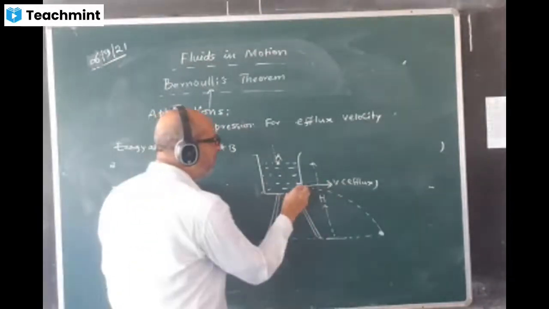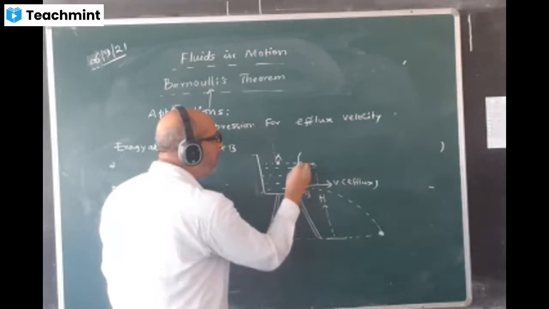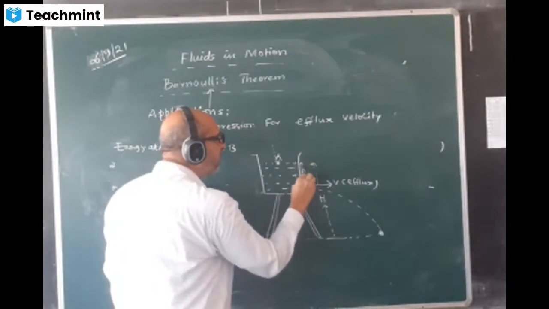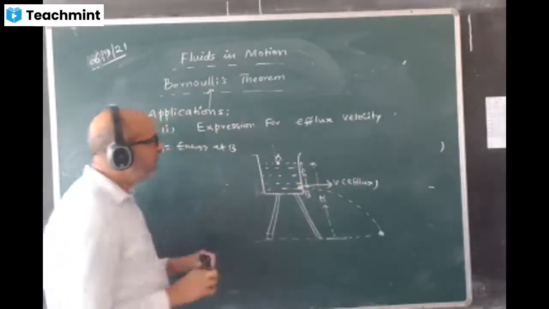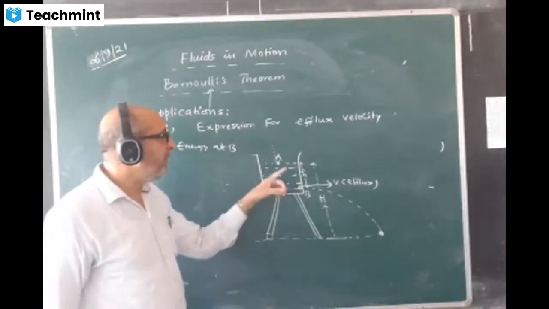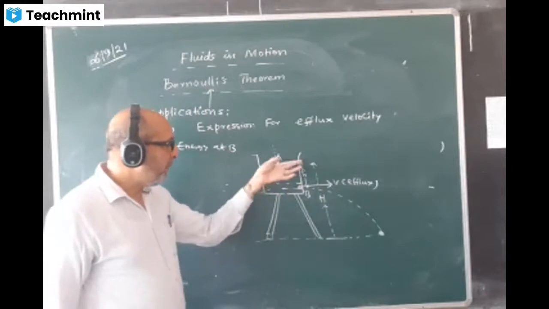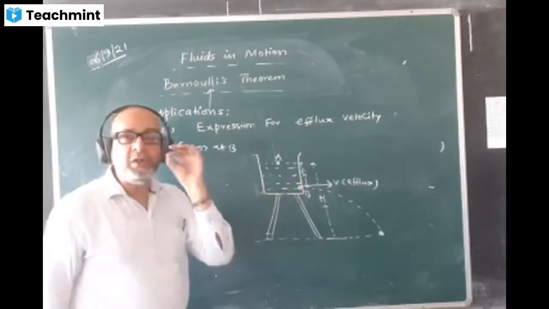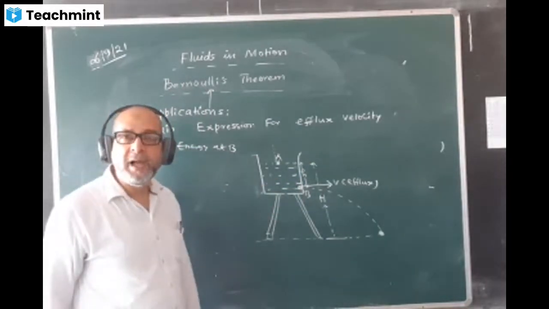Let us suppose the position of the hole is at a depth h, small h. Small h is this one. From here till the hole, the distance or the height between the upper surface of the liquid and the position of the hole, that is small h.